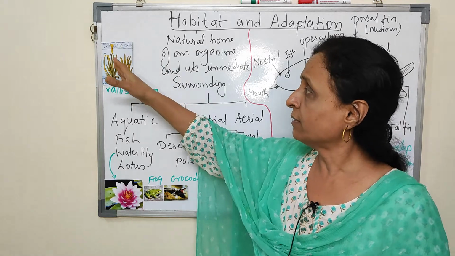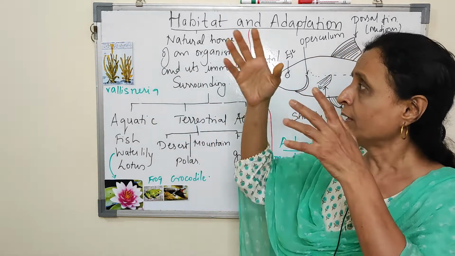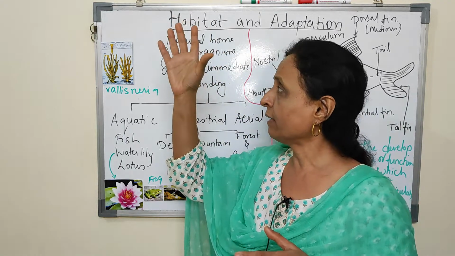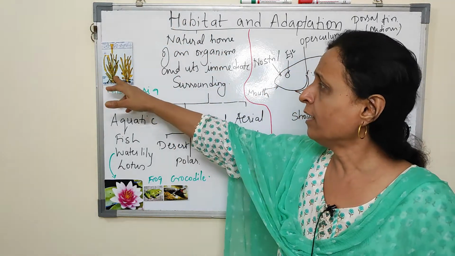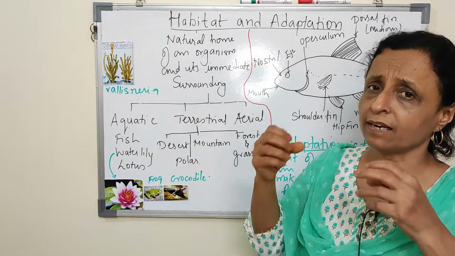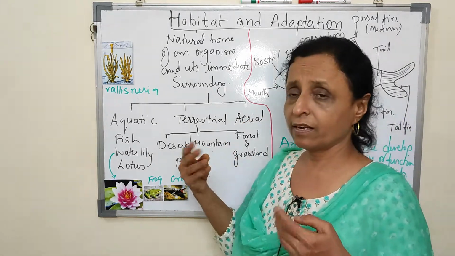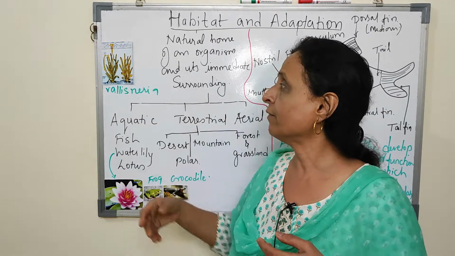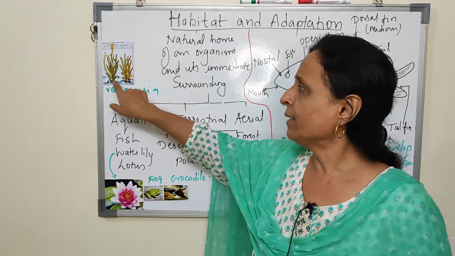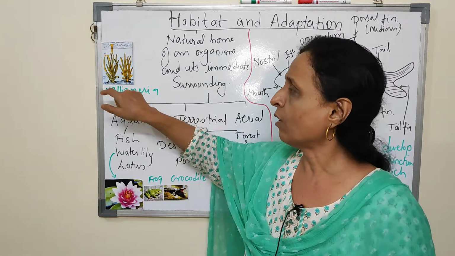So it has an adaptation that the female flower will be floating erect in the water. The leaves are very broad so that they can catch the sunlight for photosynthesis. They are green in color actually, and they have to carry out photosynthesis. And they will be slightly in the soil.